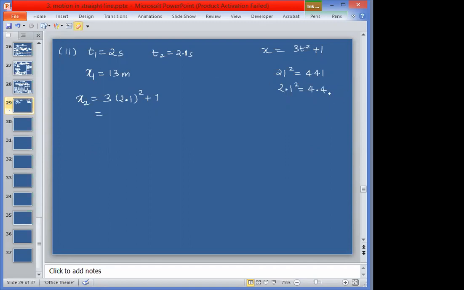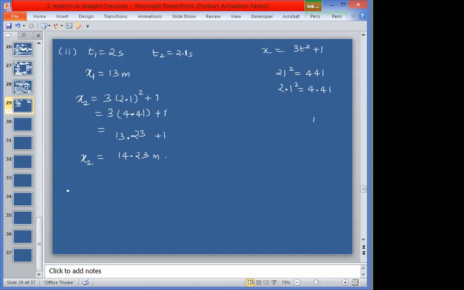4.41, okay, so 3 in the bracket. 4.41 plus 1. 3 into 1 is 3, 3 into 4 is 12, carry 1, 3 into 4 is 12, 12 plus 1 is 13. After the dot there will be 2 digits. So the final position will be 13.23 plus 1, that will be 14.23.